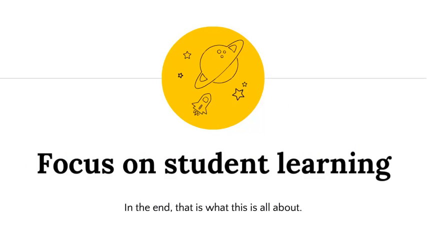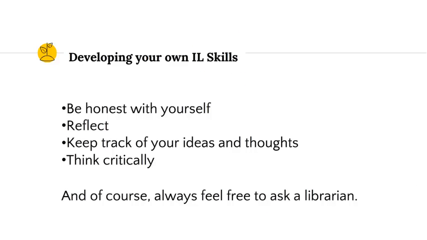So as with everything, we focus on student learning, and in the end, that's what it's all about. Information literacy is meant to be about what we want our students to be able to do, both in our classrooms and beyond. So as teachers, we're responsible for developing our students' information literacy skills, but we also need to keep tabs on our own. Information literacy, like we saw before, is really about learning how to learn.